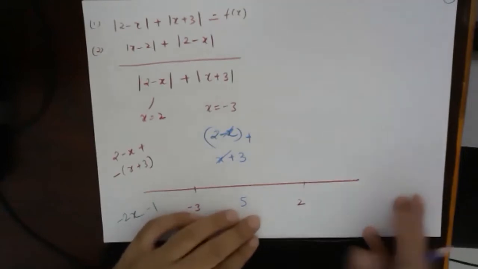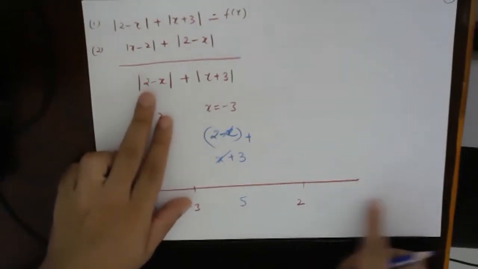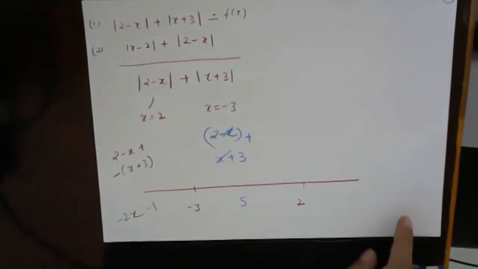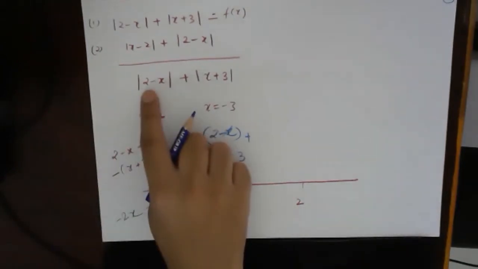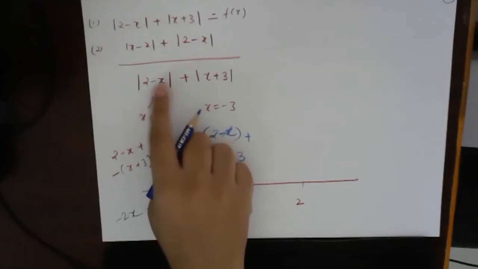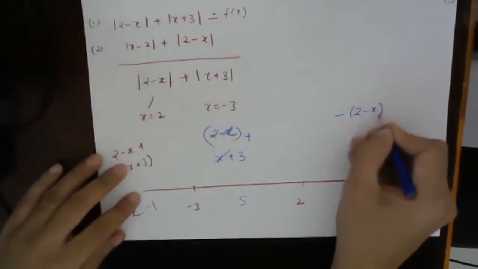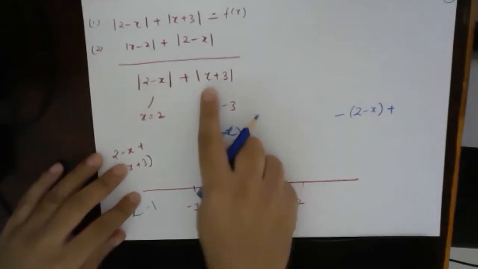After this, after 2, bachcho, what is happening? Suppose I am taking a value greater than 2. So let's take the value 5. 2 minus 5 is negative. So that means the mod will open with a negative sign. So this will open with a negative sign. So that means minus of 2 minus x plus 5.